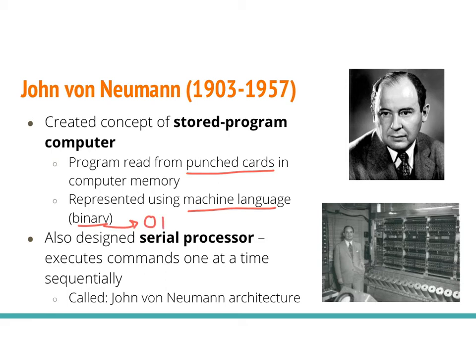Now, in addition to this, he also designed what is called a serial processor. And essentially what a serial processor does is it executes commands one at a time sequentially, which, based on our programming knowledge already, is kind of what all of the programs we've looked at recently have used. They've all gone one statement at a time in a row, utilizing a sequential set of commands. And so the serial processor used this exact same thing. And this particular thought process became known as the John von Neumann architecture.